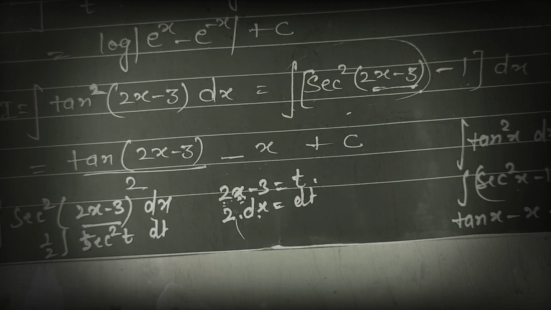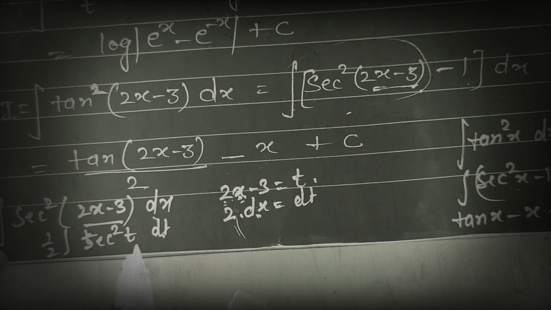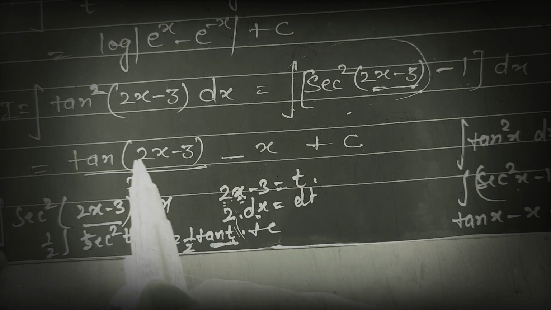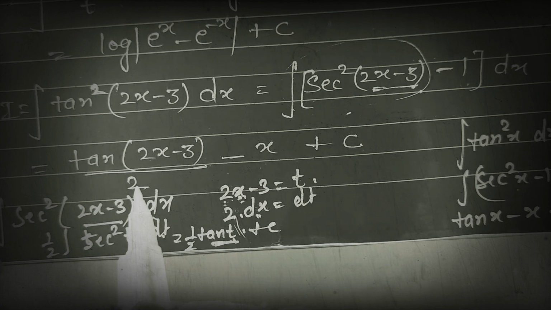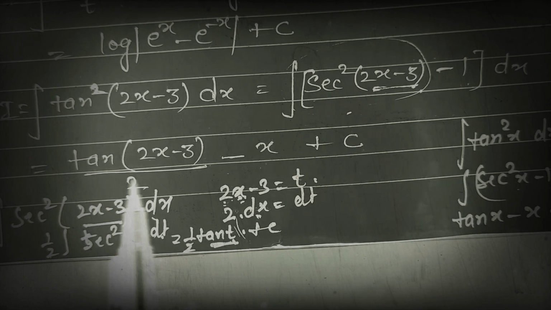So 1 by 2 I have taken outside. The dx value is dt upon 2. It is dt, 1 by 2 outside, and it is secant square t. And what is the integration of secant square t? It is tangent t plus c. T means here 2x minus 3. So tangent of 2x minus 3 upon 2, minus x plus c. So its integration is this.